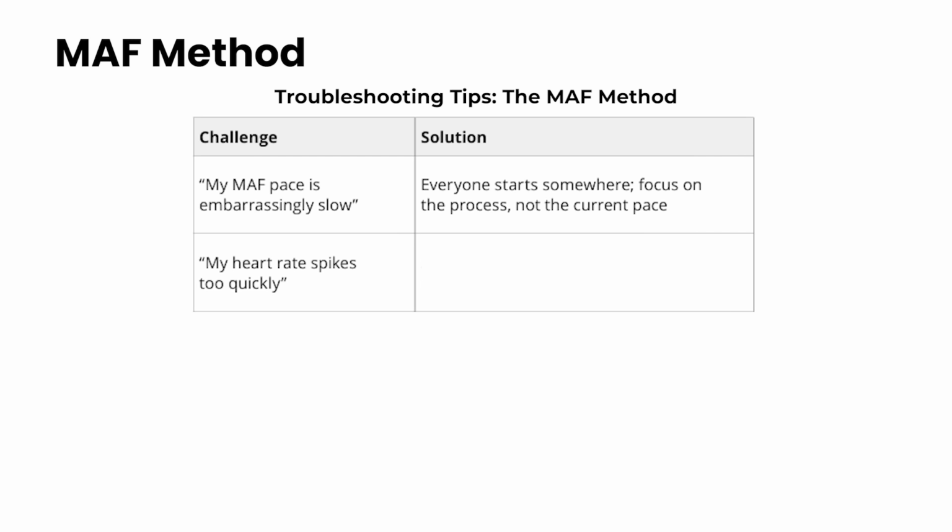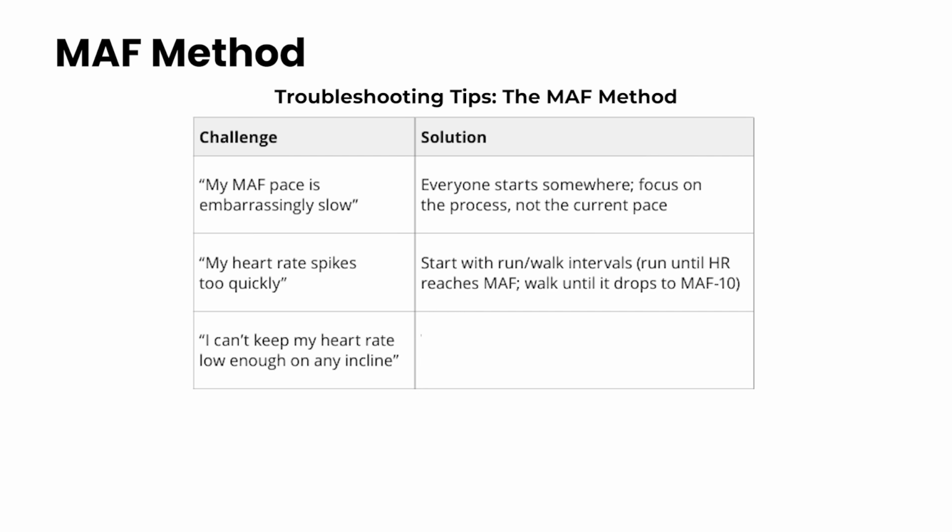My heart rate spikes too quickly. Start with run-walk intervals. Run until your heart rate reaches MAF. Walk until it drops to MAF minus 10. I can't keep my heart rate low enough on any incline. Walk all hills initially. Your ability to run inclines while maintaining MAF will improve.